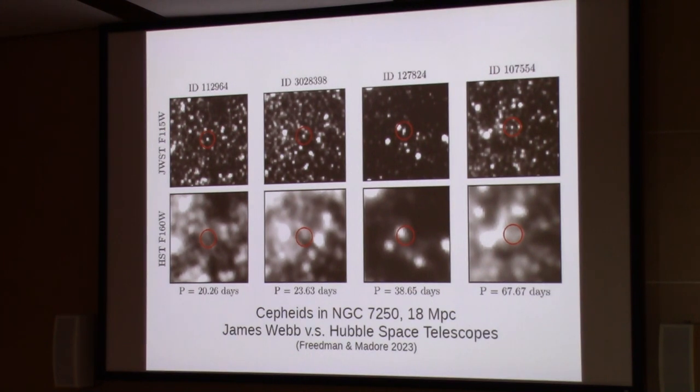And finally, here we may see a comparison between images from the James Webb Space Telescope and from the Hubble Space Telescope: at the bottom, HST, at the top, James Webb.